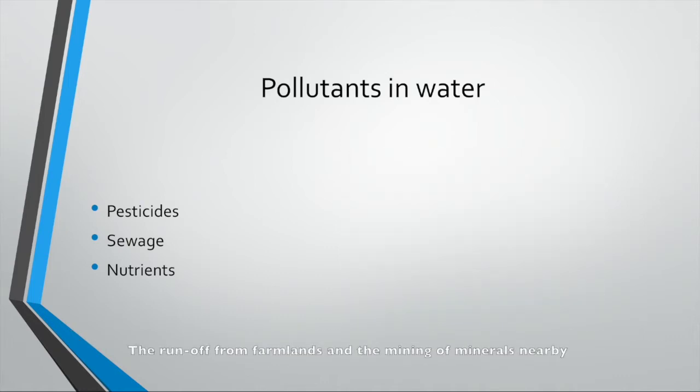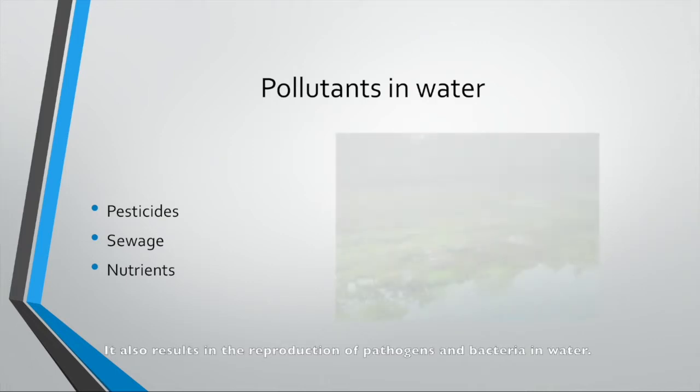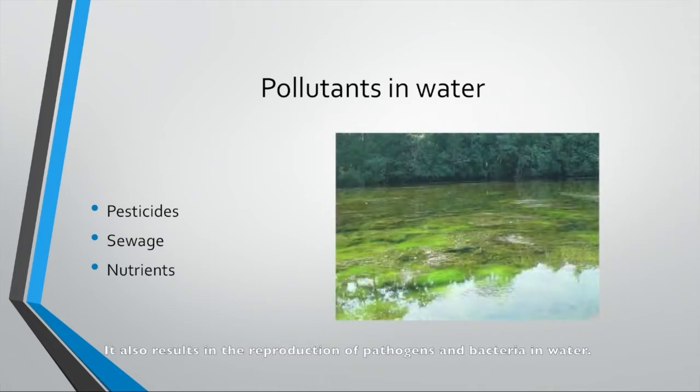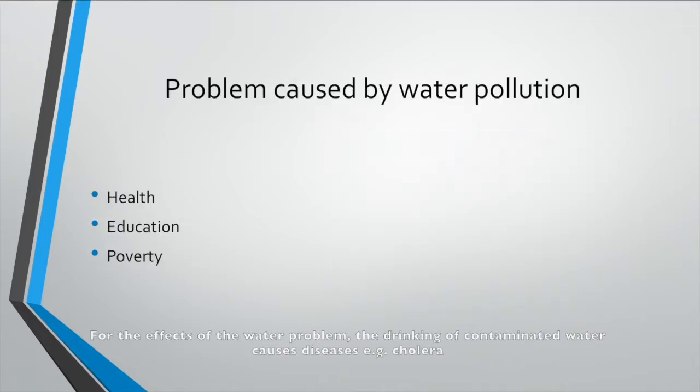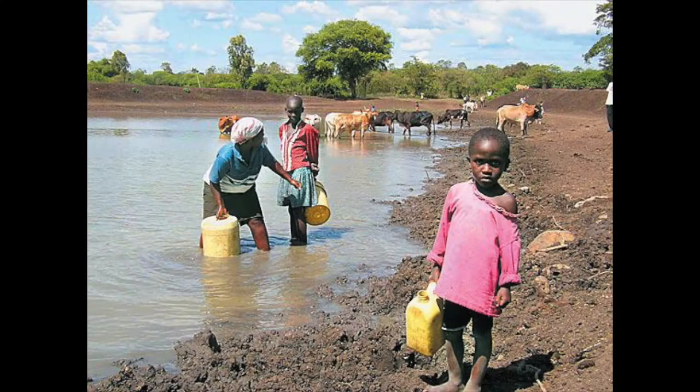The runoff from farmlands and the mining of minerals nearby also cause the rise of pH levels and mineral levels in the water sources, which makes them unsuitable to use. It also results in the reproduction of pathogens and bacteria in water. As for the effects of the water problem, drinking contaminated water causes diseases such as cholera. In developing countries, up to 80% of illness is linked to poor water and sanitation conditions. Nearly 1 out of every 5 deaths under the age of 5 worldwide is due to water-related diseases.